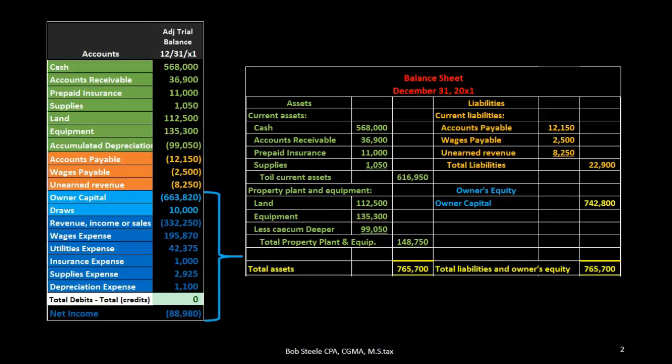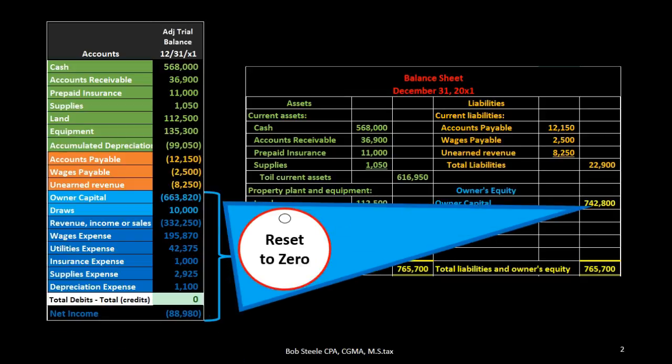Therefore, in essence, all these blue accounts, that's what that number is. That 742,800 is including all these numbers. That's where we're at as of the point in time, combining all those numbers together. And everything from draws, revenue, and expenses down are temporary accounts that need to be closed out and are already part of the ending balance sheet account.